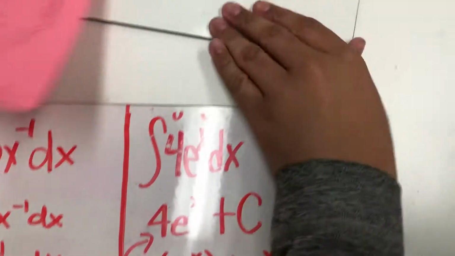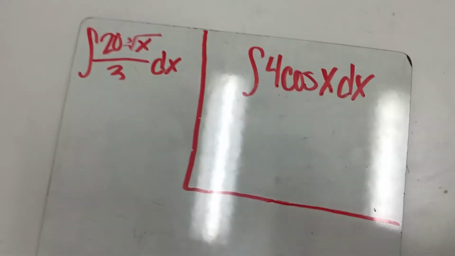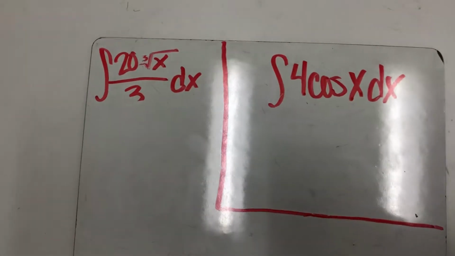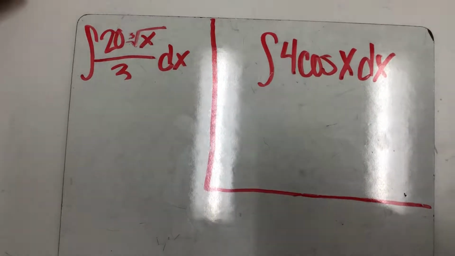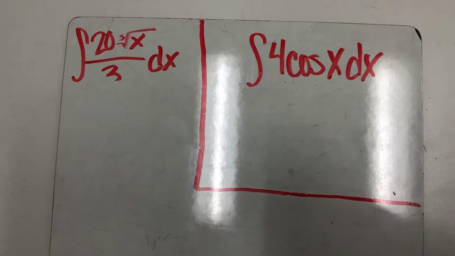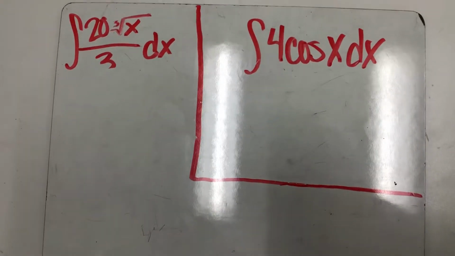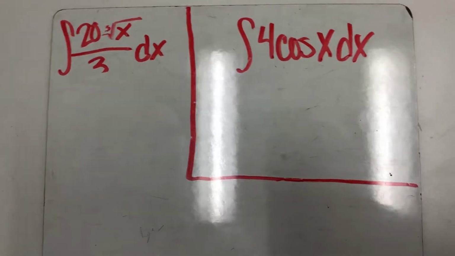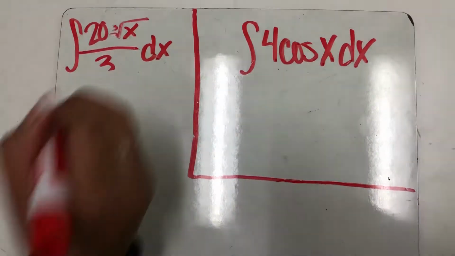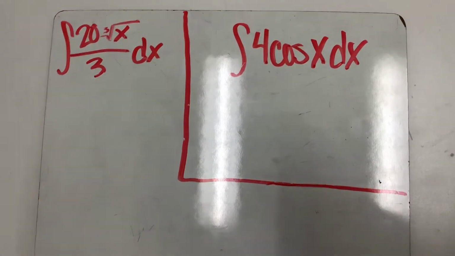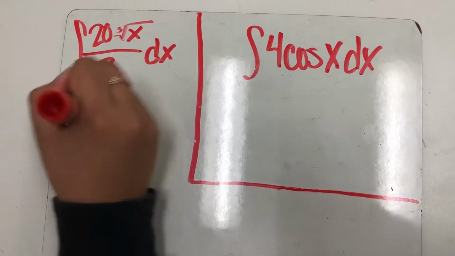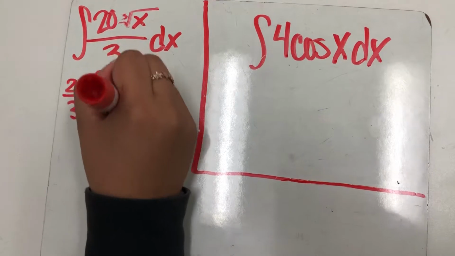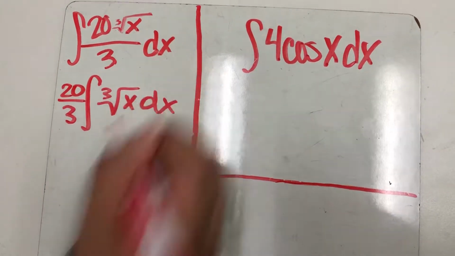So our next problem is going to be the indefinite integral of 20 times the cubed root of x over 3 times dx. Here we're going to go back to what we did with number 1 and take out our constant, which is 20 over 3. So we can rewrite that, and this is going to be our next step.